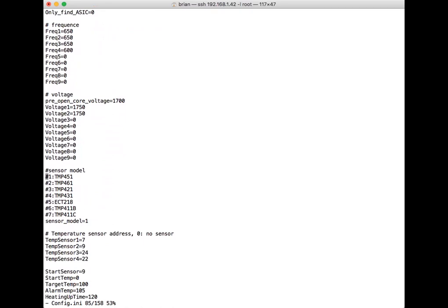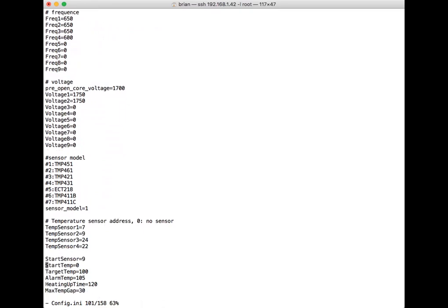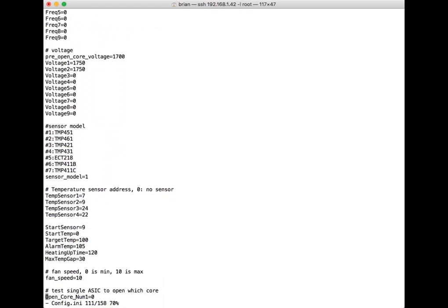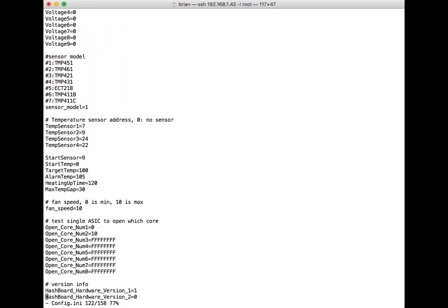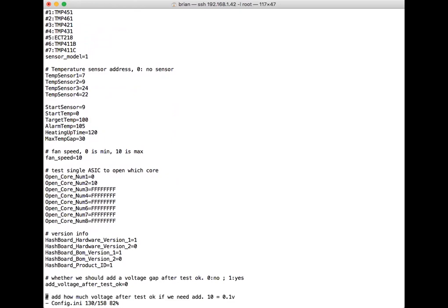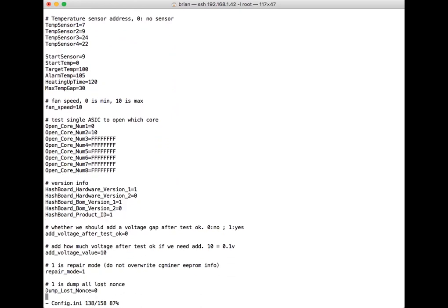So we use a temp sensor, temp 451. Here's the chip numbers of where the temp sensors are, 7, 9, 24. So I guess it tells it where, and starting sensors 9, which is kind of interesting. I don't know what that means. So it gives us some parameters for temperatures, and then I'm not sure about the core nums. I'm still learning about that. Hardware versions.